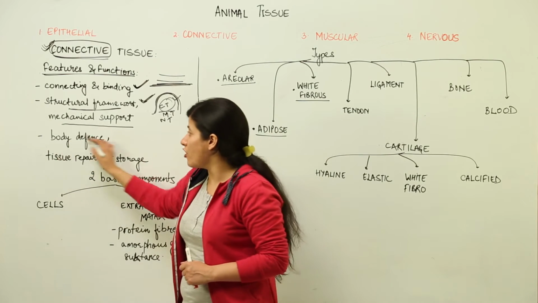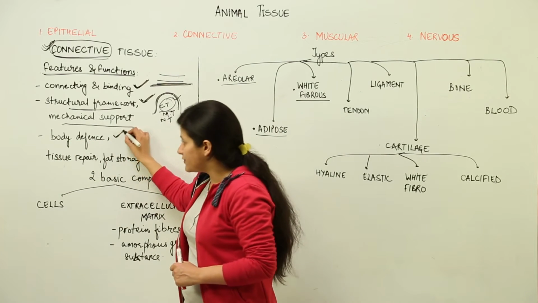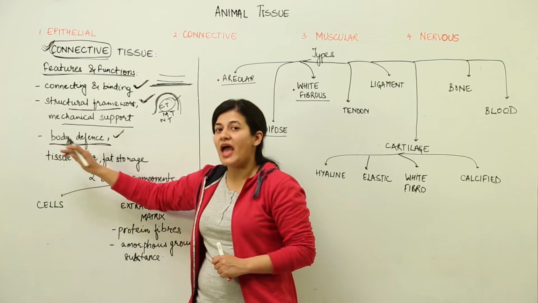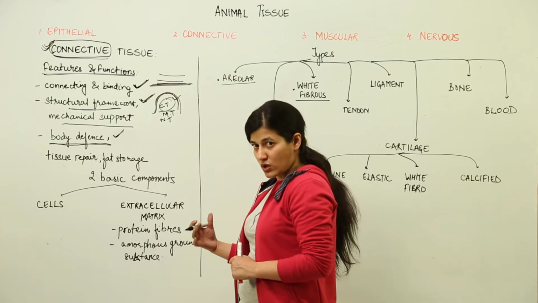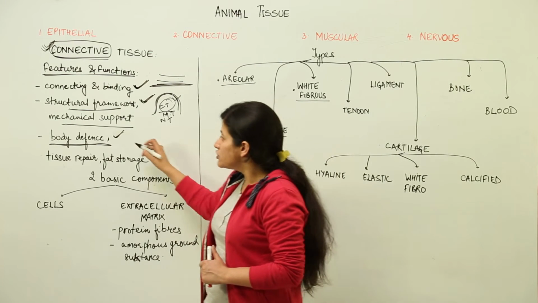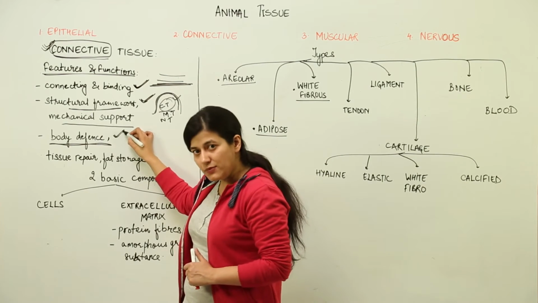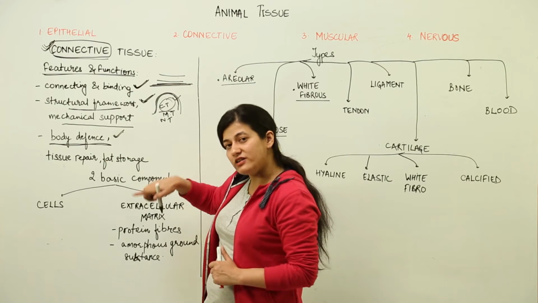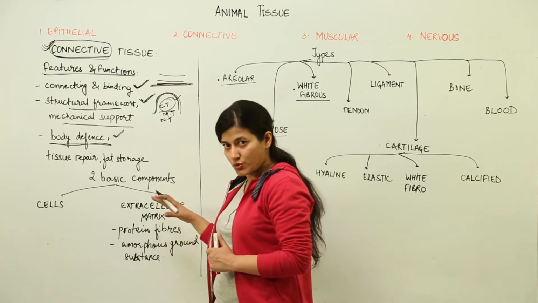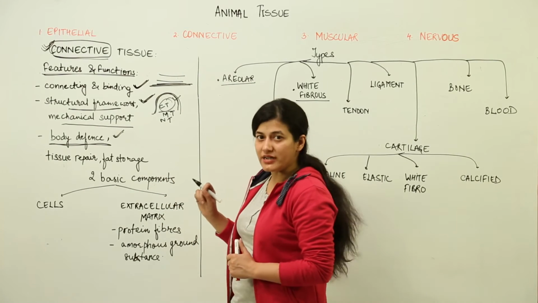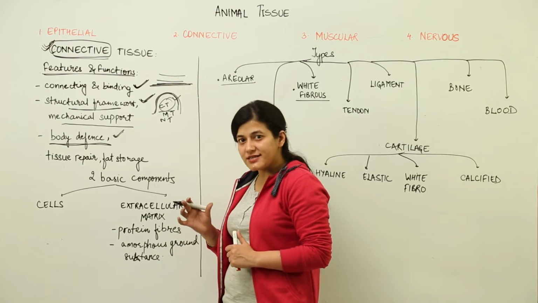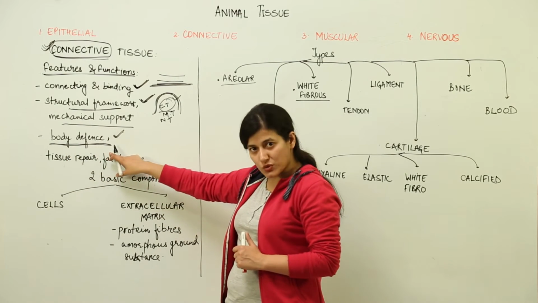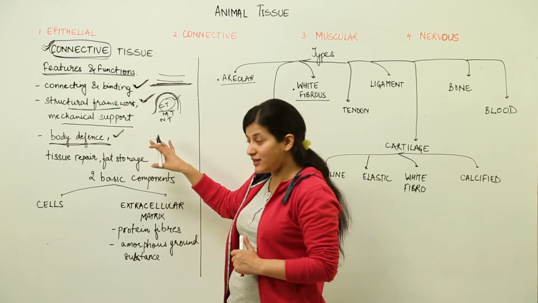Third function that they perform is of body defense. When I say body defense, I am talking about the immune system and the wear and tear that is caused, repair of that wear and tear. So body defense is done by the immune system, which is carried out by blood and lymph, and that also is a type of connective tissue only. Those two are the fluid connective tissues, which have specialized cells which perform the function of immune system. So body defense is also one of the functions which is performed by connective tissue.